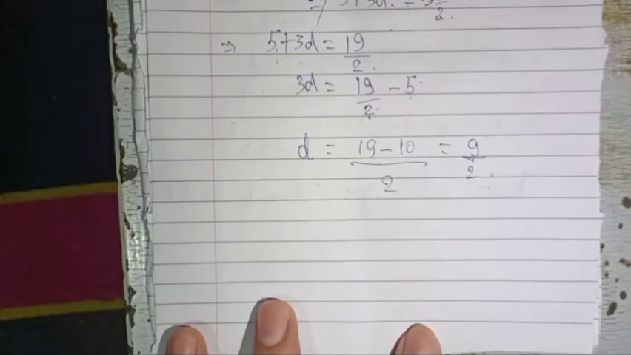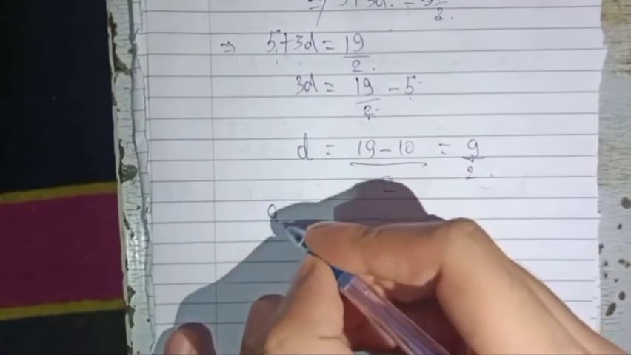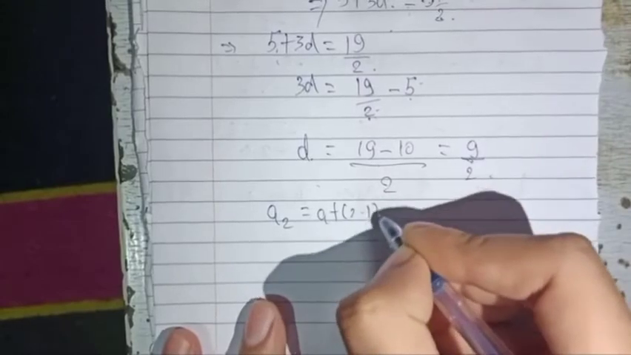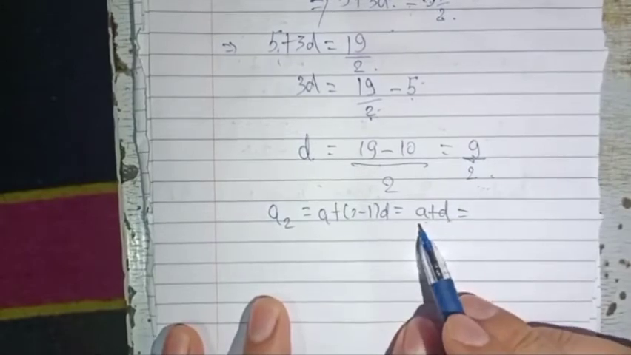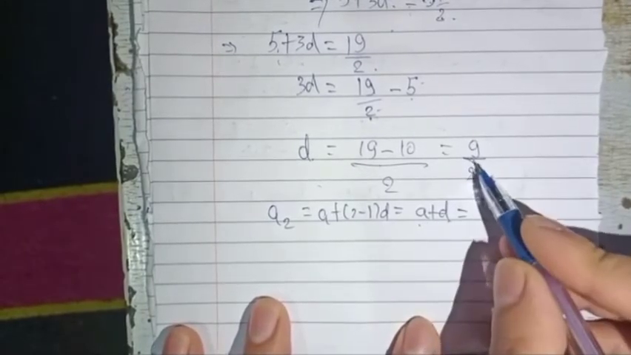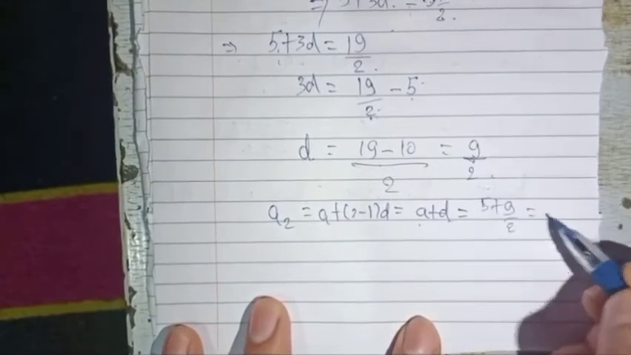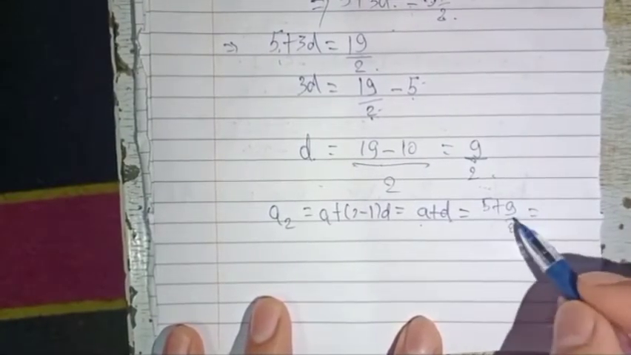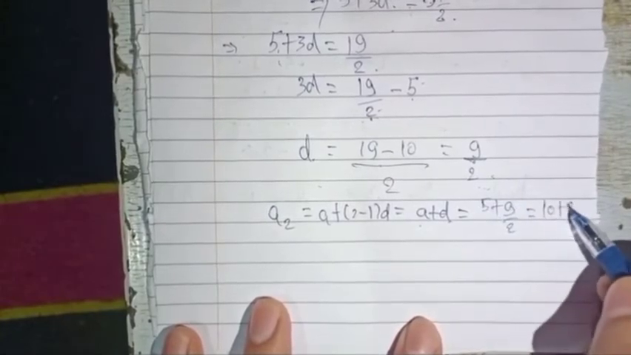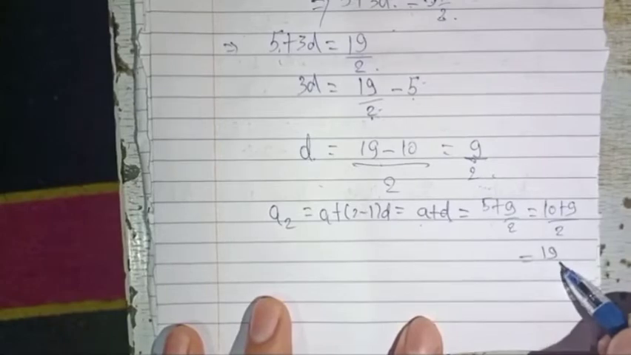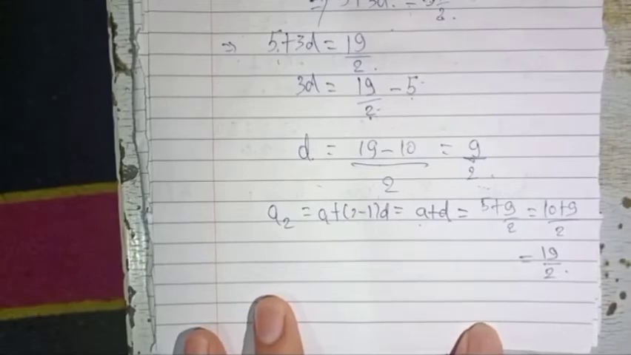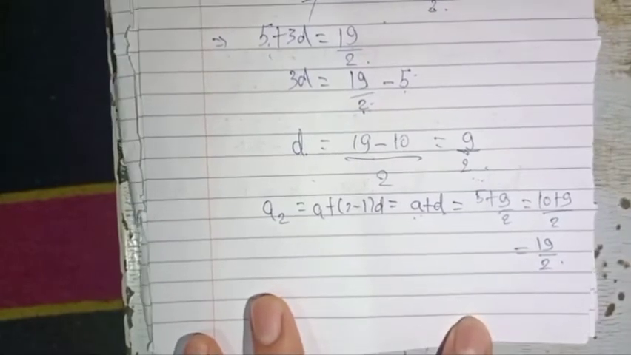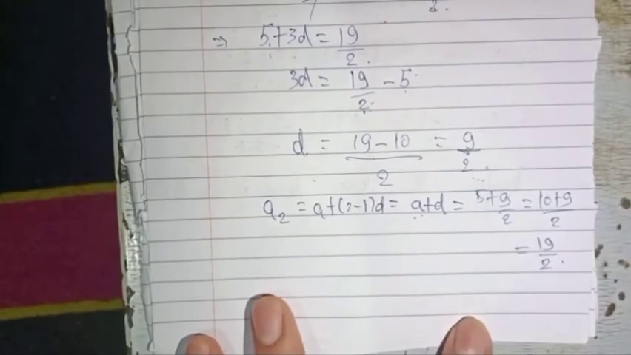Now the second term a2 is equal to a plus 2 minus 1 d, and therefore it will be equal to a plus d. Now we will put the value of a and d. A is what? 5. D is what? 9 upon 2. So 5 plus 9 upon 2. Taking LCM, it will become 2 5s are 10 plus 9 upon 2. That means 19 upon 2. So the second term here is 19 upon 2.